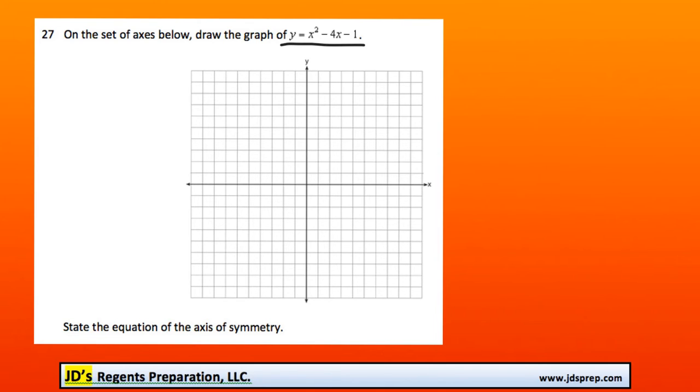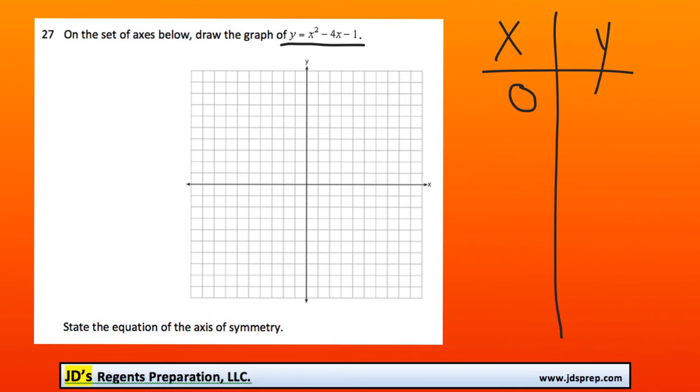Now, a great strategy for this when you have to graph an equation is to complete a table of values. So I'm going to do that over on the side here. And I'm going to pick some values of x and see what we get as an output of y. Let's try if x is 0. That's usually a good starting point since it's the easiest one to solve. So 0 squared minus 4 times 0 is still 0. Minus 1 would get us a y value of negative 1.